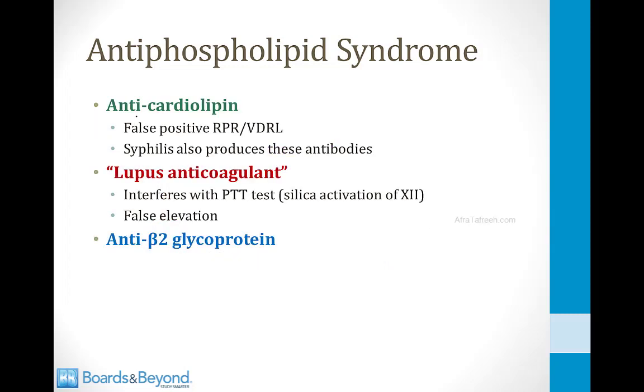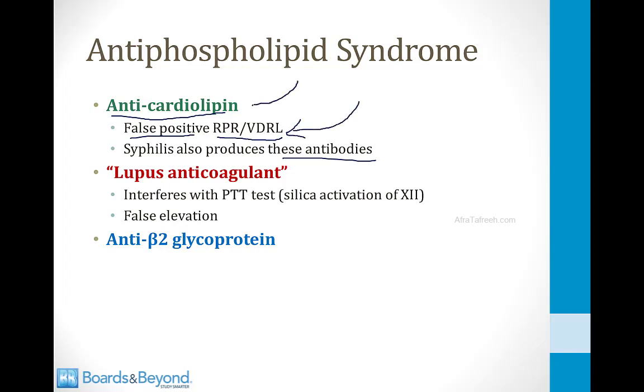There are three antiphospholipid antibodies. The first one is called anticardiolipin. This is the antiphospholipid antibody that yields a false positive result on the syphilis screening tests RPR and VDRL. The reason for this is because syphilis also produces these antibodies, and that's what these tests detect.